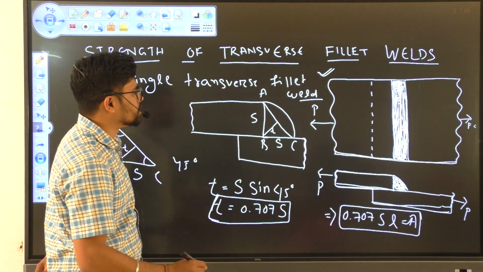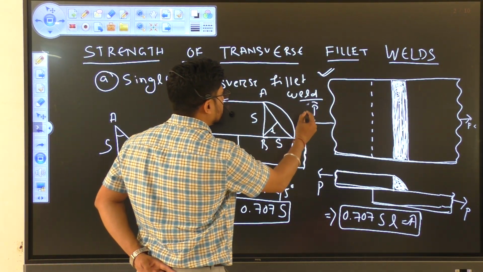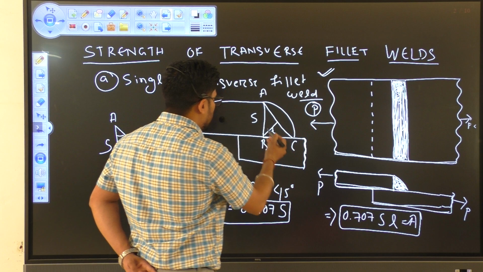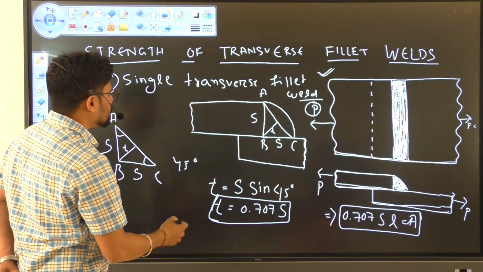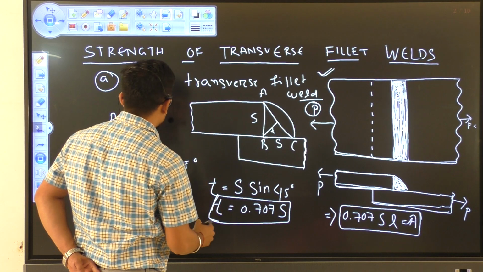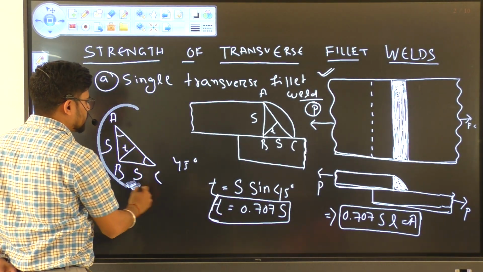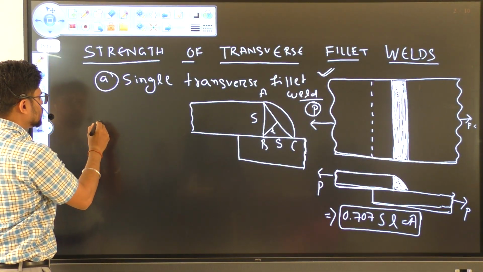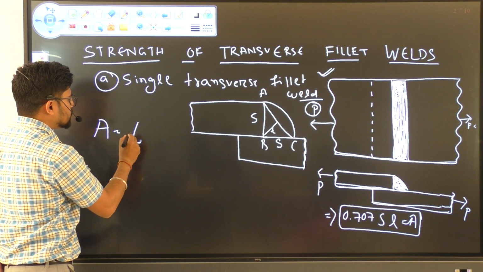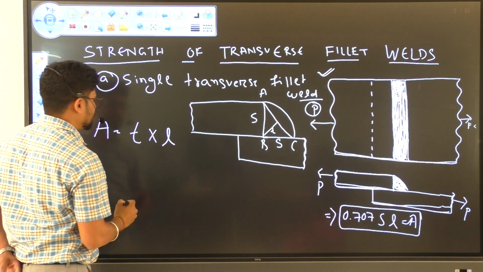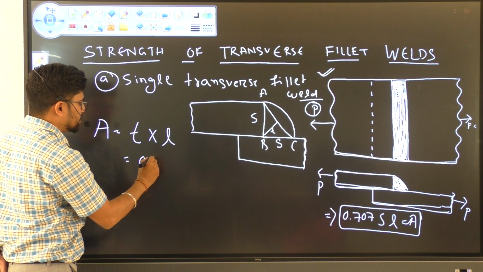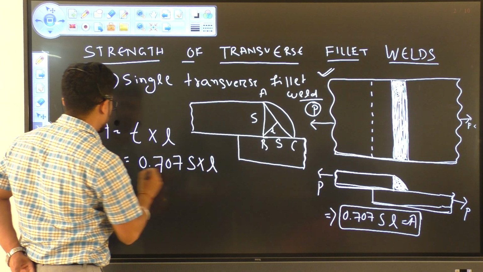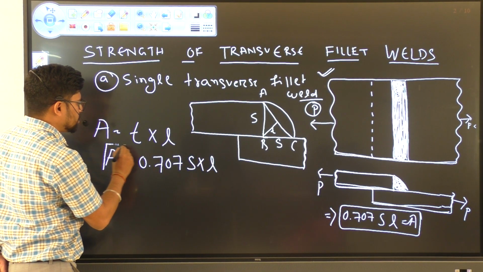So why are we calculating the throat thickness? Because this is the strength, and to calculate this strength we need to calculate the area. So this area needs the throat thickness. Then let's calculate the area of the throat. Area of the throat, A equal to throat thickness into the length of the weld, that is 0.707 S into L, and this is the area of the throat section.